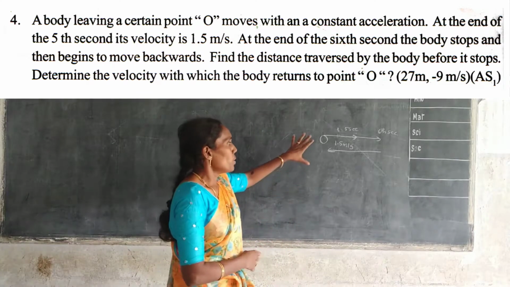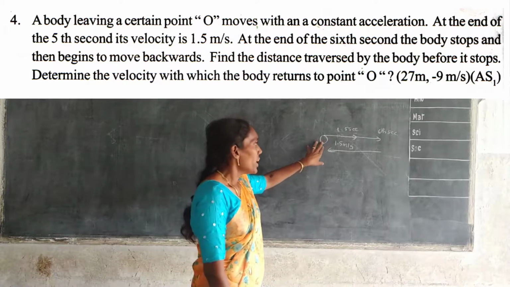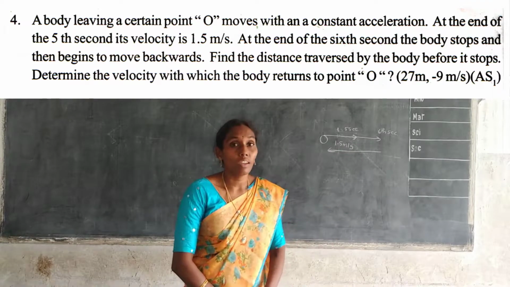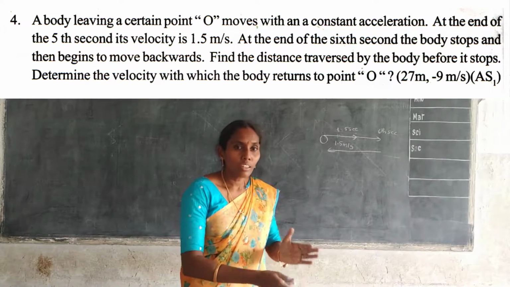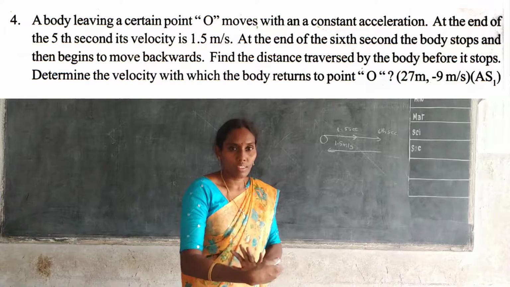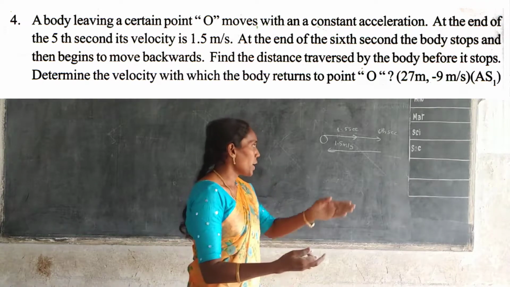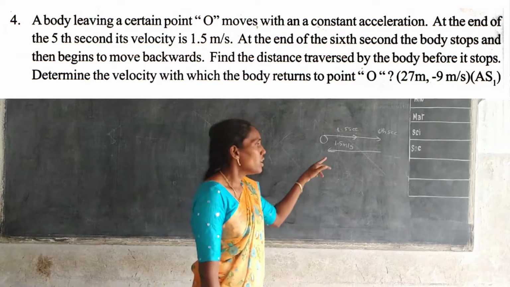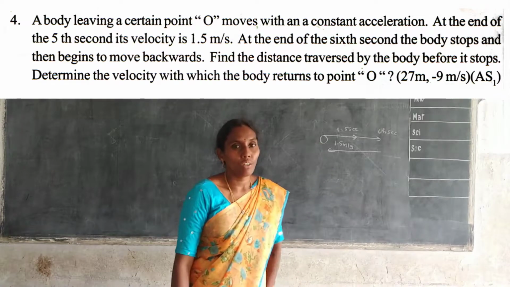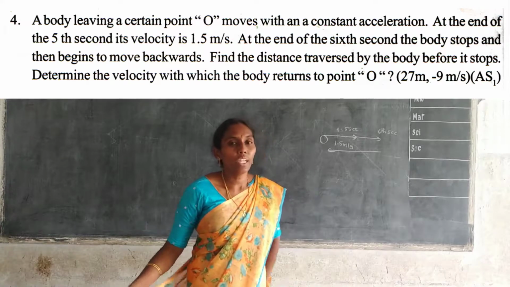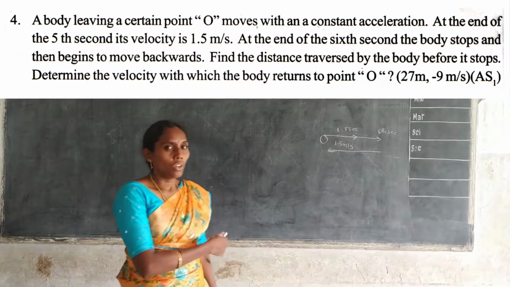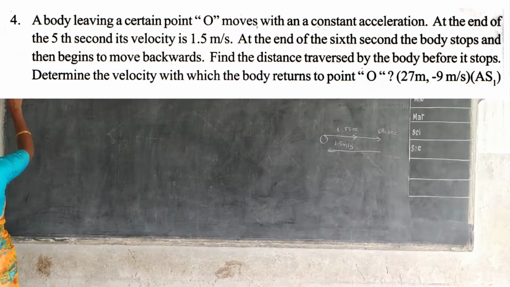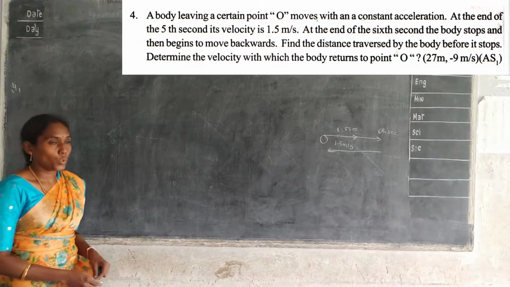See, Amma, if a body leaves at a point, at the end of the 5th second, its velocity is 1.5 meter per second. At the end of the 6th second, the body stops moving. Then it moves in the backward direction to reach the original position. Find out the velocity and the distance traversed by the object. Okay, this is problem number 4, page number 32.